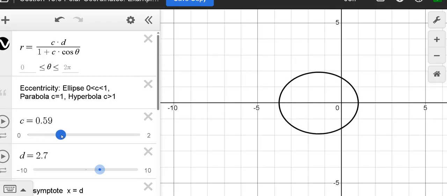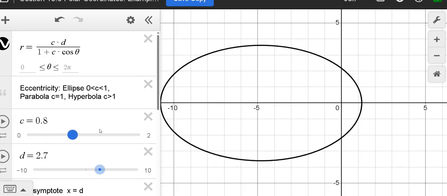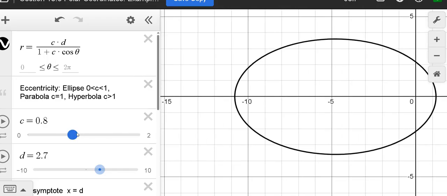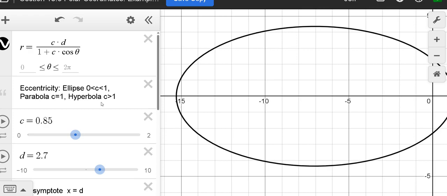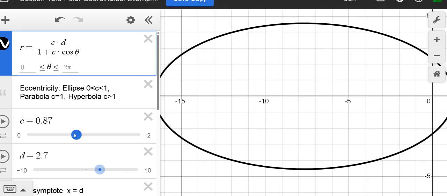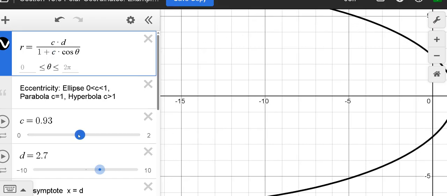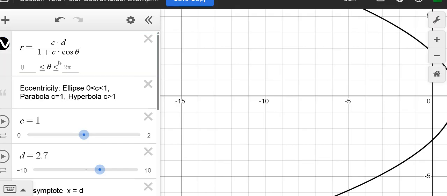But as I increase it, you get this thing happening. And eventually, this is going to explode here. Why is it going to explode? Let's do a little thought experiment. When this becomes 1, well, a little bit more. When it becomes 1, all of a sudden, it's possible for this denominator to be 0.